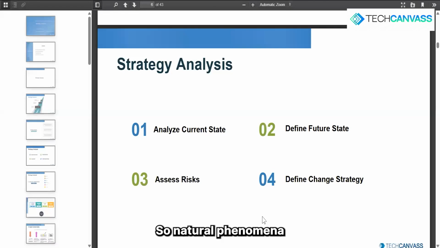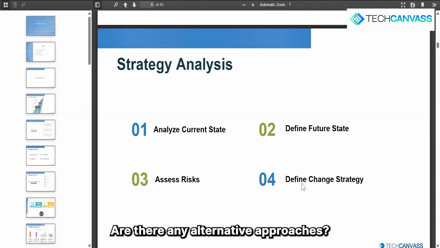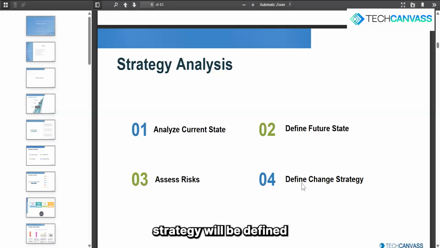Finally, define the change strategy. The change strategy will tell you how you will achieve your goal, and what milestones you need to put in place to achieve that final goal. Are there any alternative approaches? There can be many ways in which you can achieve that future goal, so what is the best way to achieve it? This is where we will be talking about the business cases, and that's where the change strategy will be defined. So this is an overview of strategy analysis.